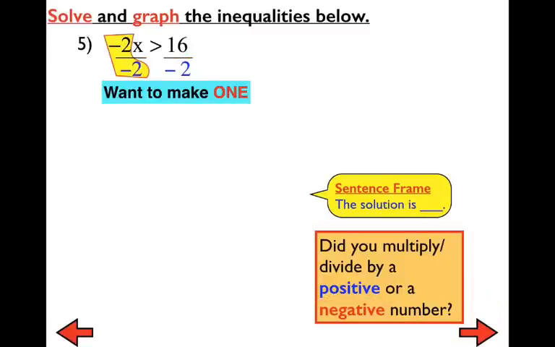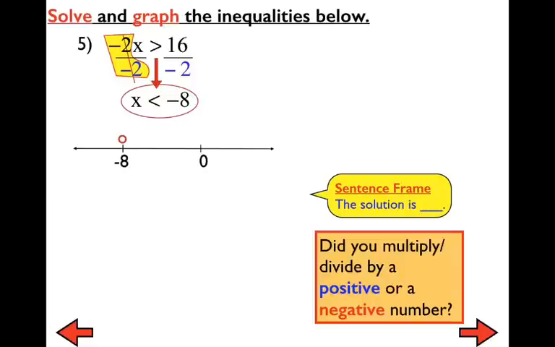We checked to make sure that we made 1. That's the multiplicative inverse property. We did that. And so our solution is x is less than negative 8. We flipped the inequality symbol because we divided by a negative number. Anytime you multiply or divide by a negative number, you flip the inequality symbol. The solution is x is less than negative 8. The graph, open circle over negative 8, arrow to the left. Everybody pause and try number 6.